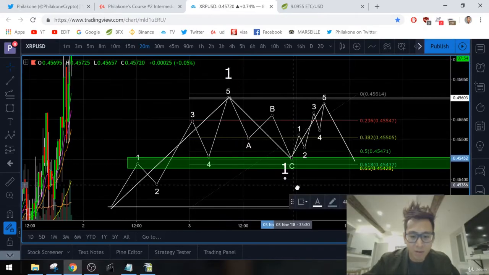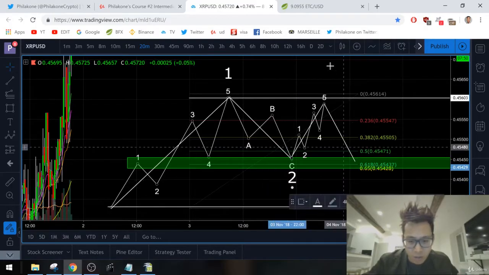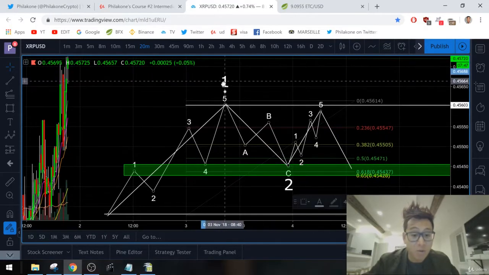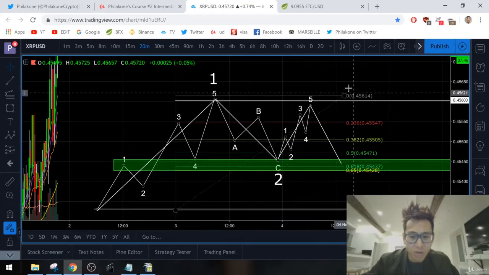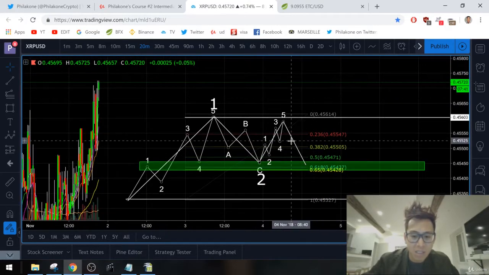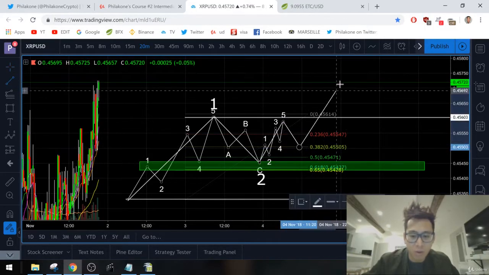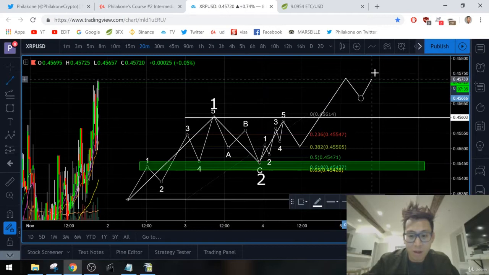This one right here is the second one. We'll just call it any degree, just for fun. And now this one, if it actually succeeded, then we would call this a third wave, going up there, a fourth wave there, and a fifth wave there.